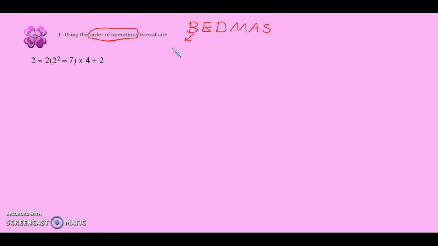B stands for bracket. It means when you see a bracket in an expression, first you have to calculate that one as a priority. And then E stands for exponent, whatever you have on top of something, which is a power. And D is for division, M is for multiplication, A is for addition, and S stands for subtraction.